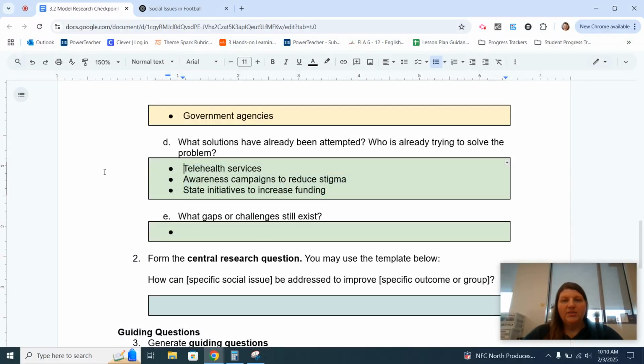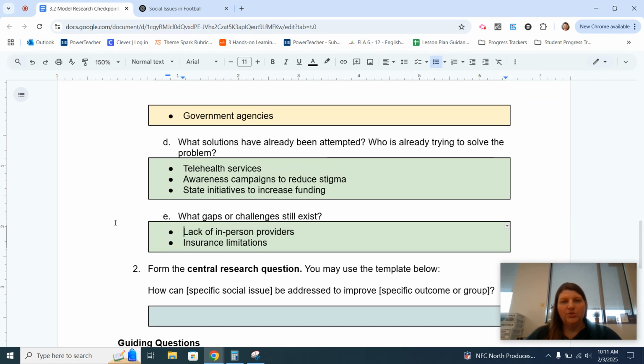Solutions that have already been attempted and who is already trying to solve the problem. So there are telehealth services. You can call somebody on the phone, have a Zoom appointment, awareness campaigns to reduce the stigma, so trying to make mental health issues more acceptable socially, and then state initiatives to increase funding. I assume national initiatives to increase funding would be up there as well.